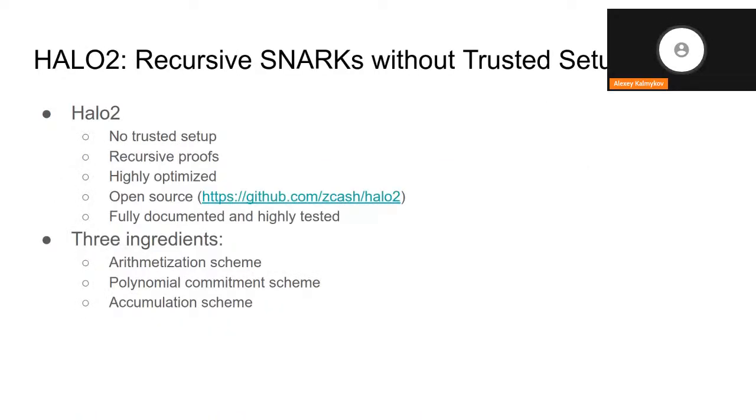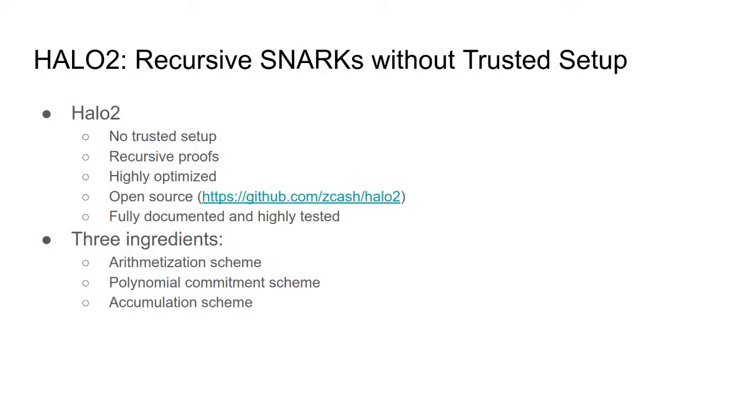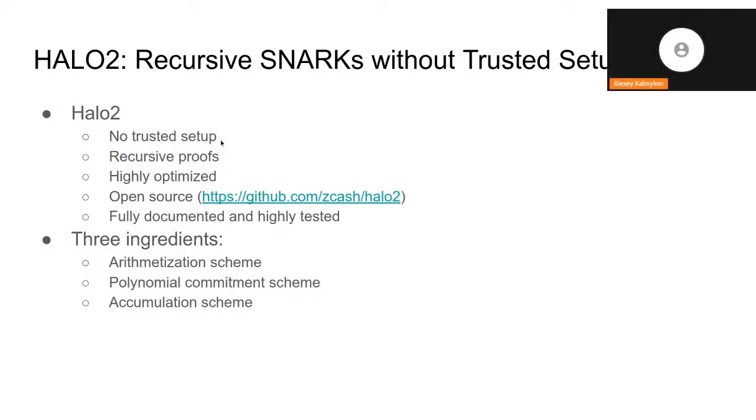So why is Halo2 one of the most powerful ZK SNARK frameworks in existence right now? It has two key properties. First of all, it requires no trusted setup. If you have ever read about or seen my previous talk about Groth16, one of the problems with Groth16 and many other SNARKs is that they require a trusted setup.